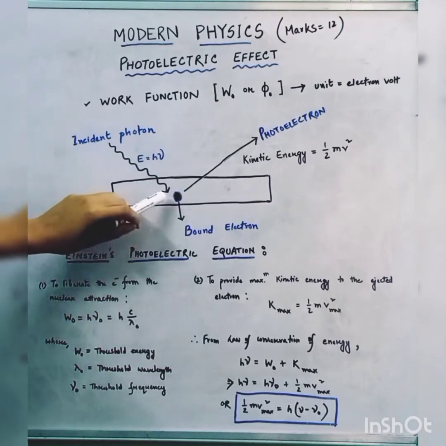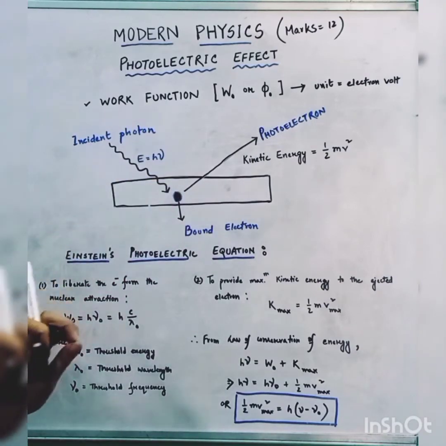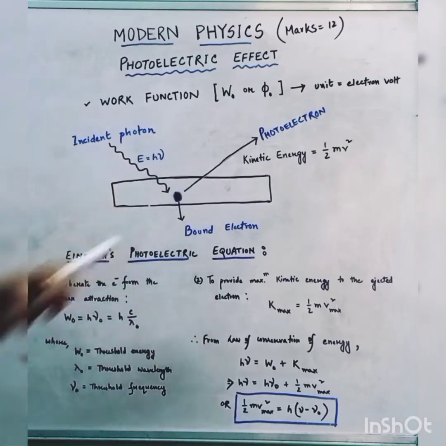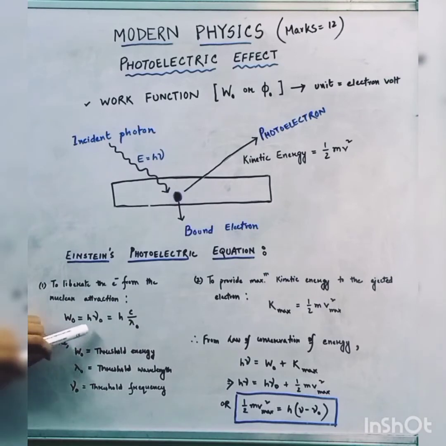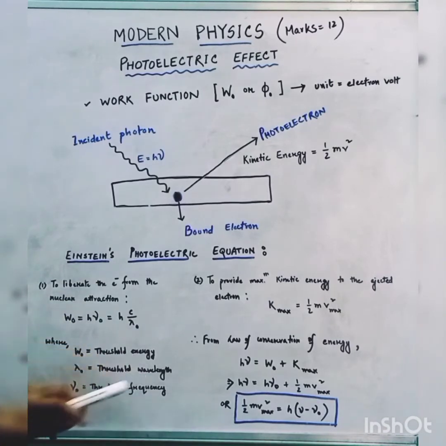That is, a bound electron is bound to its nucleus, to its atom, and to pull that electron away, a minimum energy is required from the incident radiation or incident photon. That is the work function, denoted by W naught, which is equal to h mu naught, or you can just replace frequency by c by lambda. Here W naught is the threshold energy, lambda naught is the threshold wavelength, and mu naught is the threshold frequency. Okay, this one is the first thing.